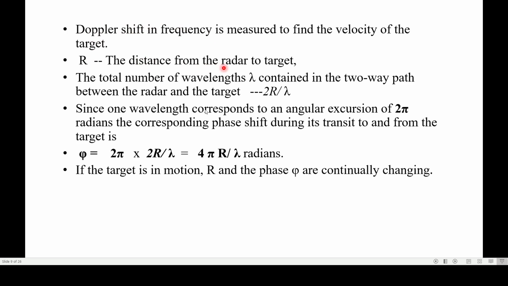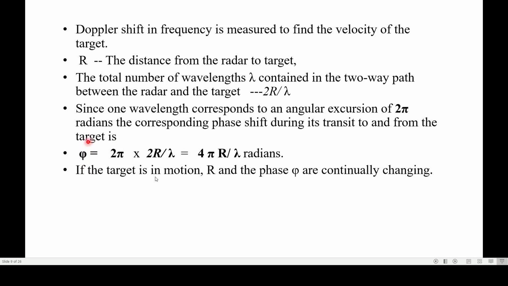For that, first we have to calculate the number of wavelengths which can be included in the round trip radar range, and it is 2R by lambda, and for each lambda the phase shift is 2 pi. For 2R by lambda, the total phase shift is 2 pi into 2R by lambda, which is equal to 4 pi R by lambda. So this is the total phase shift.